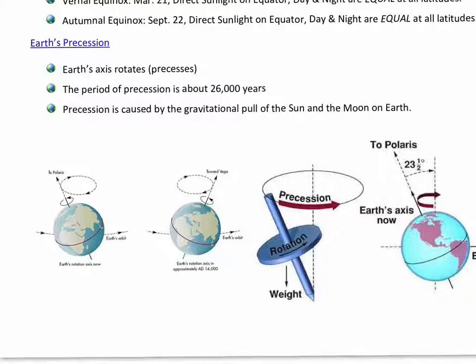So that little precession can alter our seasons, the lineup of the seasons, and they found by looking at things like ice cores and the rock record that this precession tends to happen in a cyclical pattern that takes about 26,000 years.